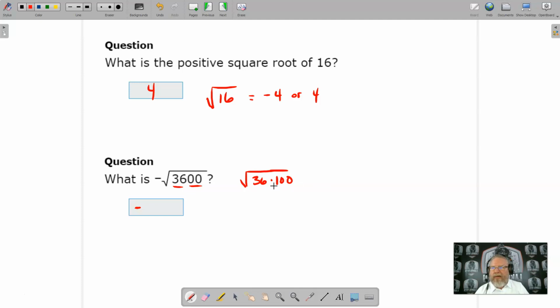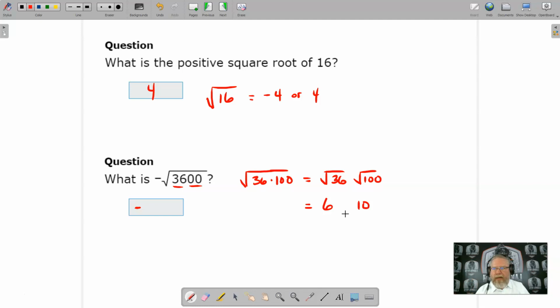So if I took the square root of 36 and the square root of 100, I wonder if that would work. So let's go with the square root of 36, and we're also going to take the square root of 100. Well, 36 is a perfect square. 6 times 6 is 36. It's going to be 6. And the square root of 100 is 10, right?